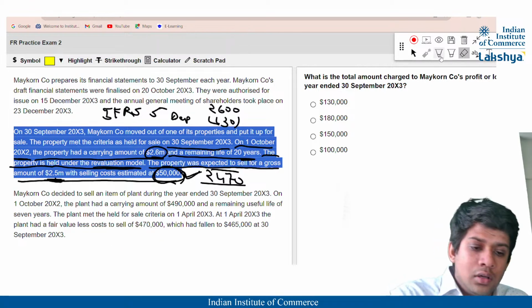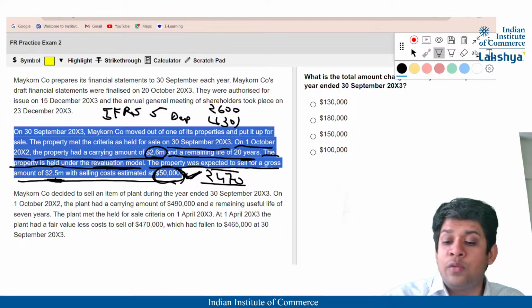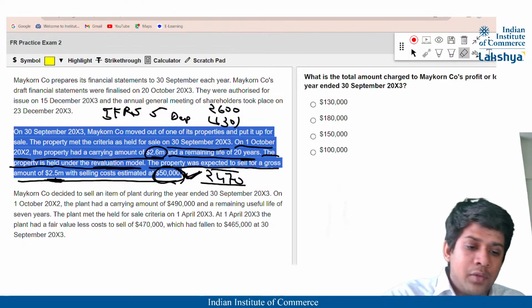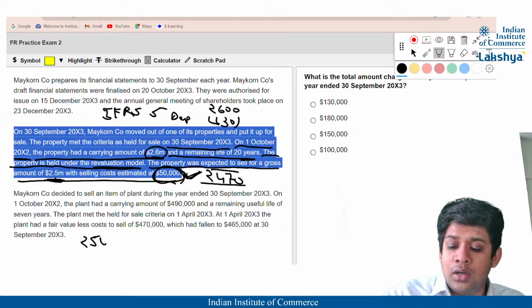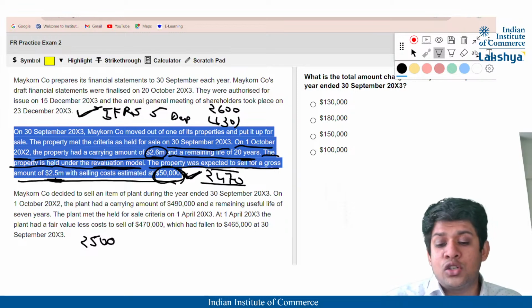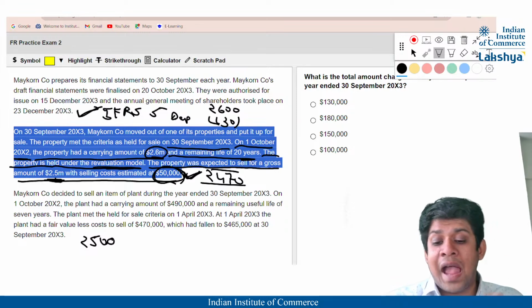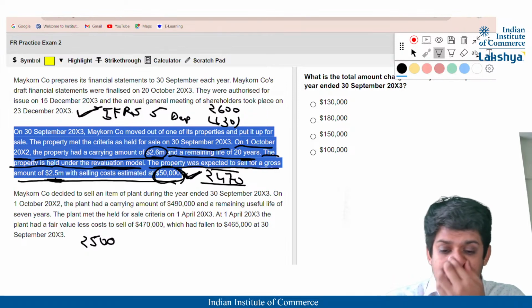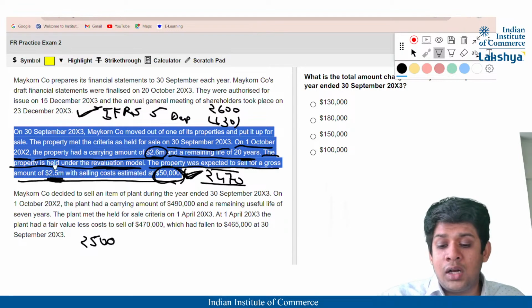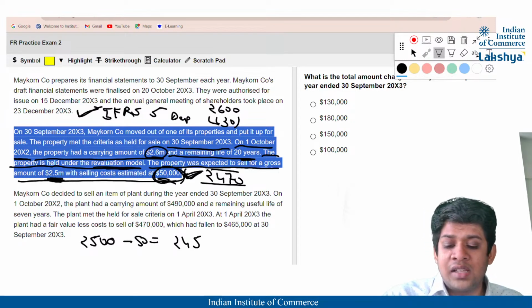So at the year end, its carrying value was 2470, but it could be sold for 2.5 million, that is 2,500. I'll just erase this. Yeah, it could be sold for 2,500. But if you remember, once it is classified under IFRS 5, it is to be held at lower of carrying amount and fair value less cost to sell. So carrying amount we have identified, it is 2470, and fair value less cost to sell is nothing but 2500 minus 50,000. So that means minus 50, it is 2450.